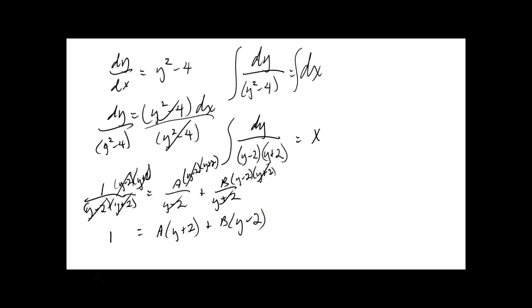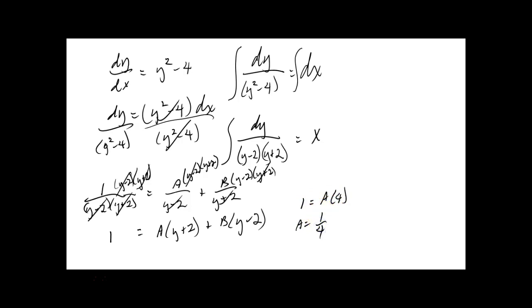At this point, there's a little trick you can do. It always sort of bugs me that it works, but it does. This should be true for any y, right? So let's just choose y equal to some value. I'm going to choose y equal to 2. Why? This term goes to 0, and if you choose y equal 2, then your equation here is 1 equals A times 4. So A is equal to 1 over 4.